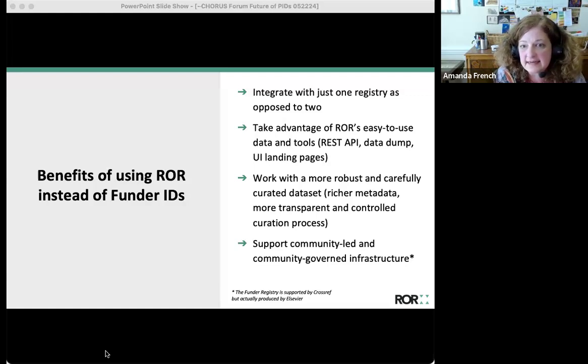ROAR has open metadata, open tools. We hear from everybody that they're very easy to use. We have a modern REST API, totally open data set. We have, I think, quite a pretty web-based search user interface. We curate the ROAR registry very carefully, and we make sure that it's transparent, and we are community-led and community-governed. And that's all from me.